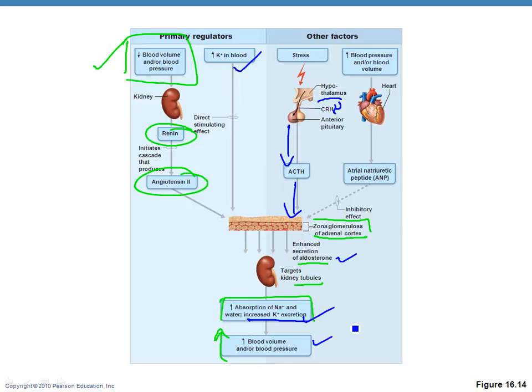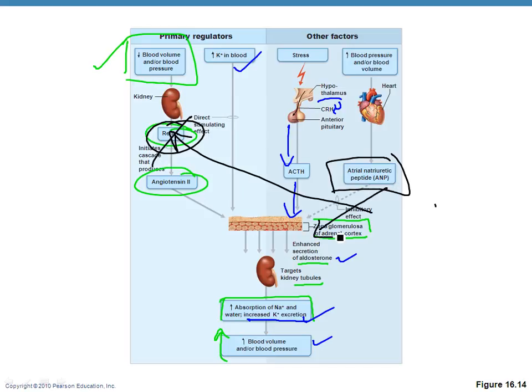Okay. This last one is an inhibitory effect. Basically, I'm running out of colors. Basically what ANP is going to do is it's going to inhibit this renin. That's its main function. It doesn't say that here in the slide. I'm just telling you that. So what is it going to do? It inhibits the release, so it stops aldosterone from being released.